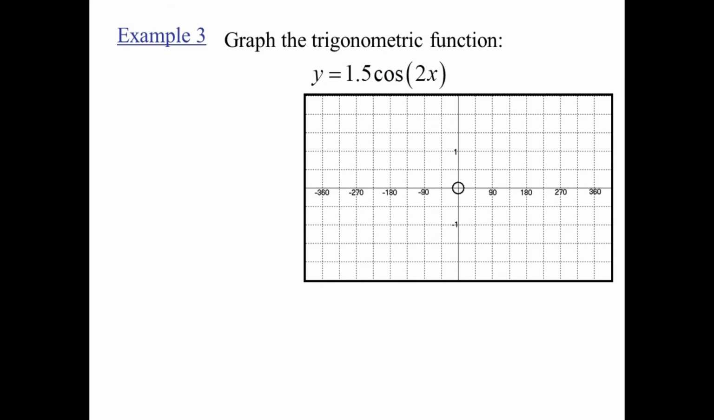Another skill you need is to be given an equation and create a graph. We'll use the same approach that we've been using, which is amplitude and period. The amplitude, being this coefficient out in front, and the period being 360 divided by 2. Amplitude and period, a great approach. Amplitude is 1.5, and the period is 360 divided by 2. That's 180.